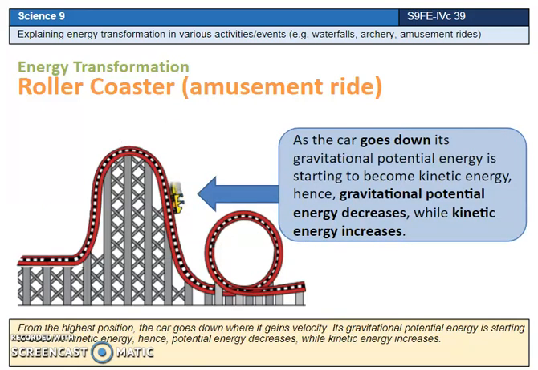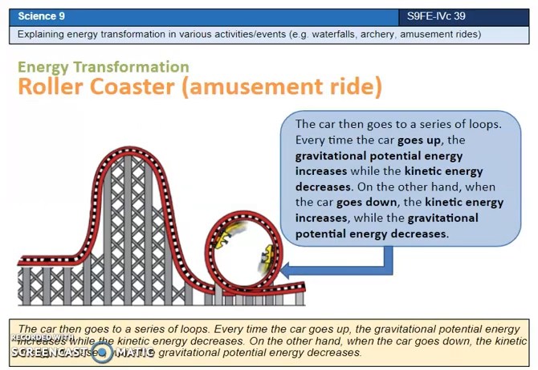From the highest position, the car goes down where it gains velocity. Its gravitational potential energy is starting to become kinetic energy, hence, potential energy decreases, while kinetic energy increases. The car then goes to a series of loops.